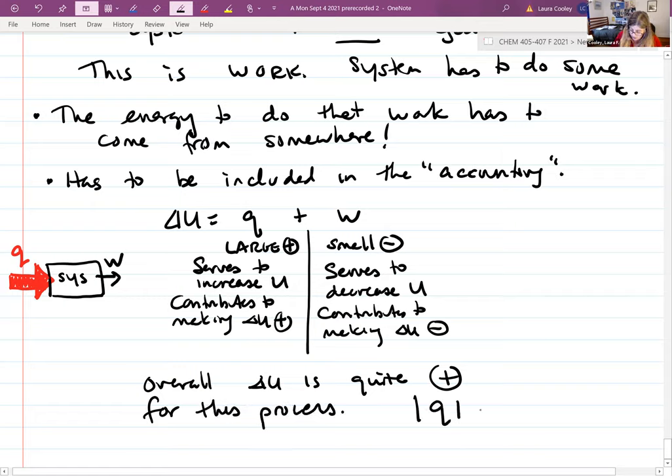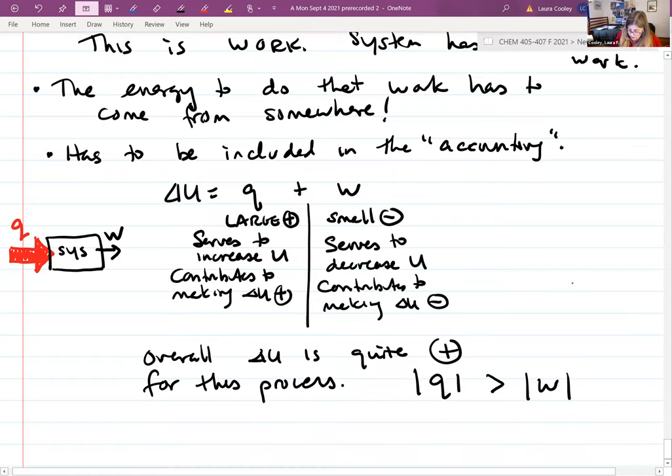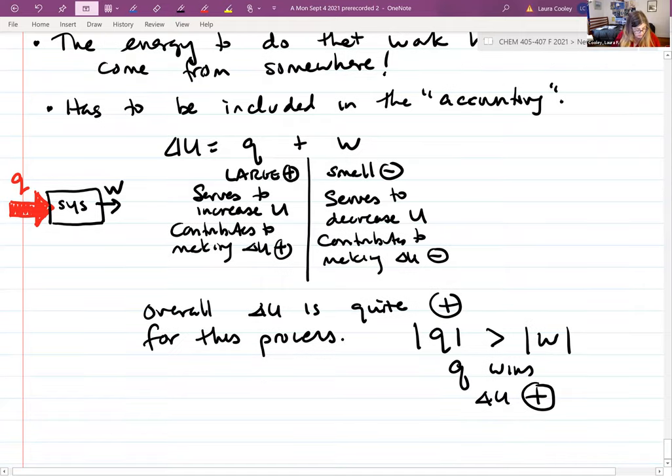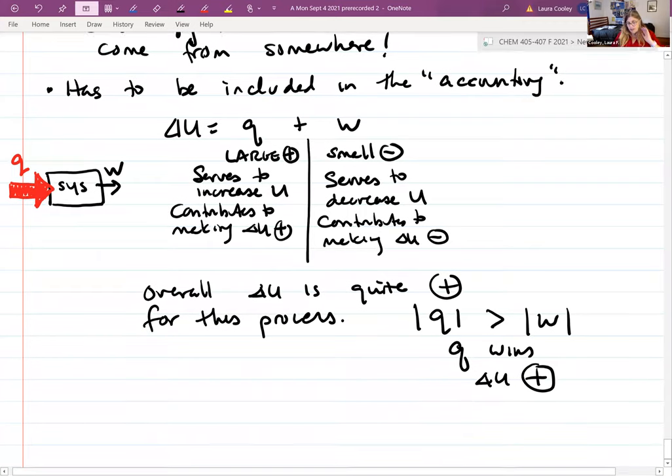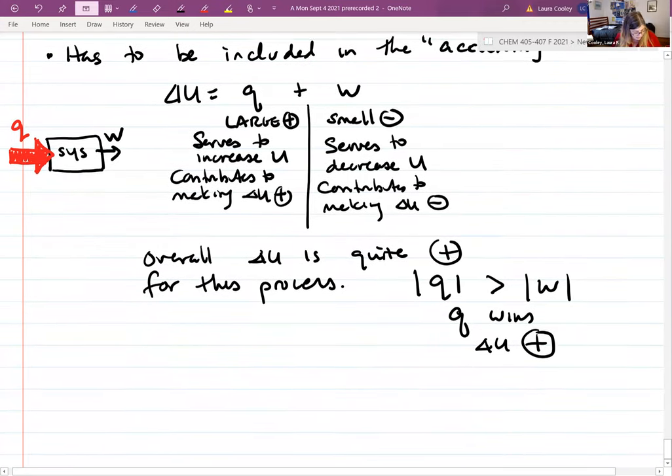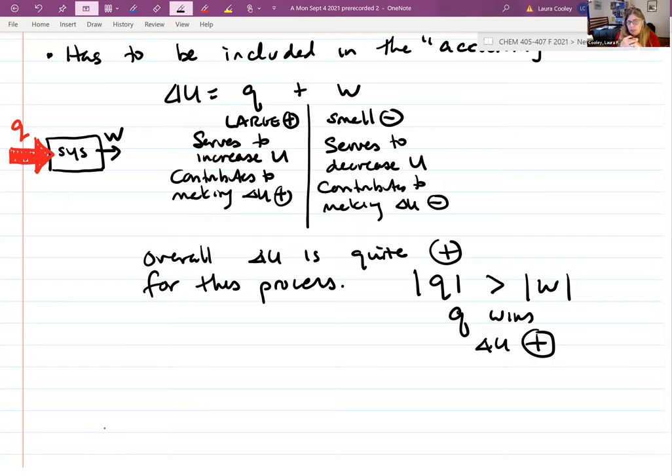So the absolute value of Q is greater than the absolute value of W, so Q wins. Delta U is positive, okay? But it's the sum of those contributions, and you do have to include the work in there. And the miracle about this, or the beauty of Thermo, is you don't really need to know much of anything about what those molecules are doing. As long as you measure that heat that goes in and figure out that work of expansion, you've figured out what the delta U is.